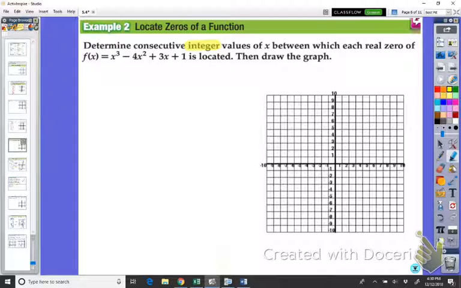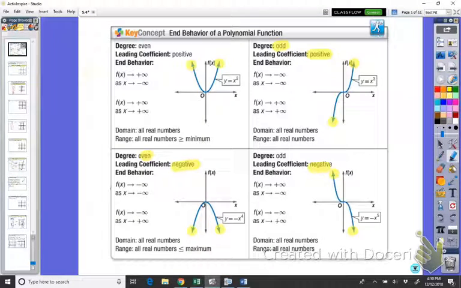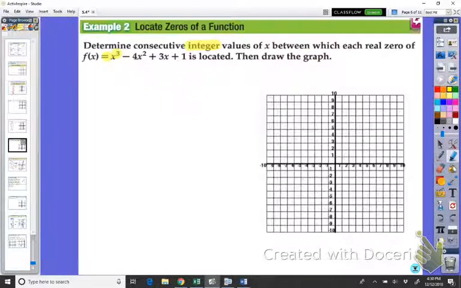What point does it pass the x-axis? And it's going to be in between values. So that's why it says determine which two integer values it's going to be in between. So this is an odd function, which means one arrow is going to go up and one arrow is going to go down forever and ever. It has a positive a value. So if we look here, it's going to be in quadrants 1 and 3.